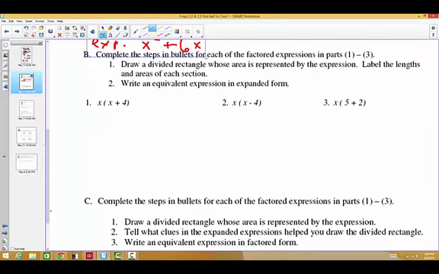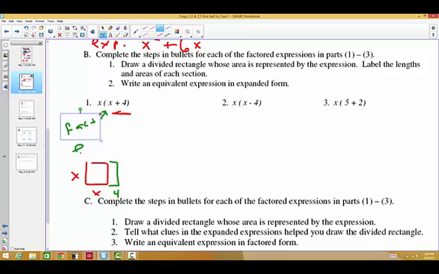So now we're going to draw a rectangle. So you always start with an x by x. And for this one, on one side, we're going to add 4. So this is your x and your x plus 4, and that's factored form. And then expanded form would be x squared plus 4x. This is your x squared, and this is your 4x.